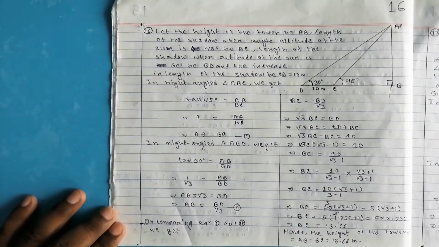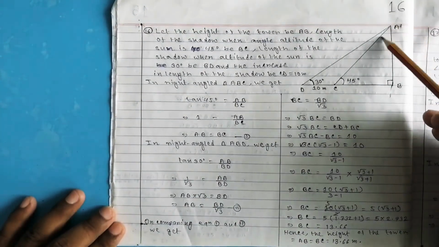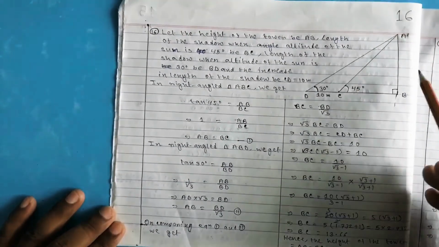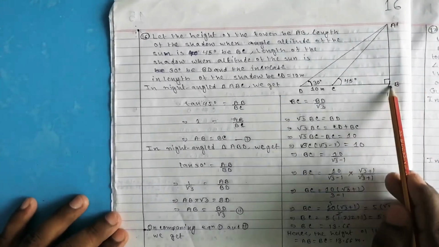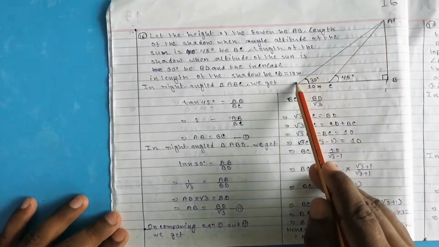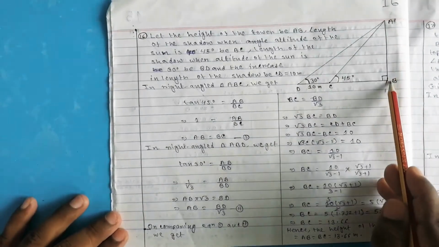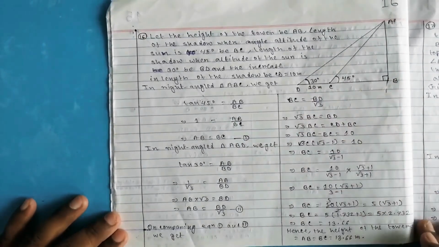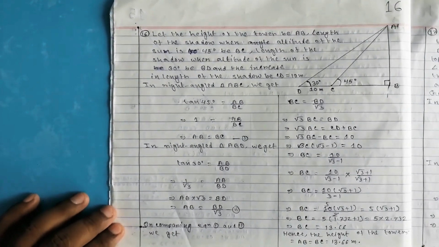The shadow is increasing. At first, when the sun is at this position and the angle of elevation is 45 degree, then the shadow of the tower is this BC. And when the sun is coming to this position, then the angle of elevation is changing to 30 degree. Then the shadow of the tower is BD now. Clear? What you have to find? You have to find the height of the tower.